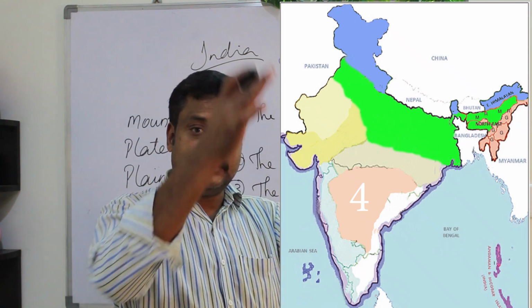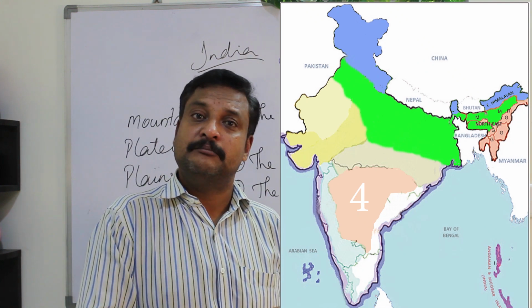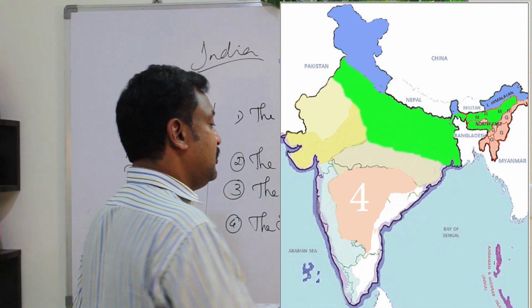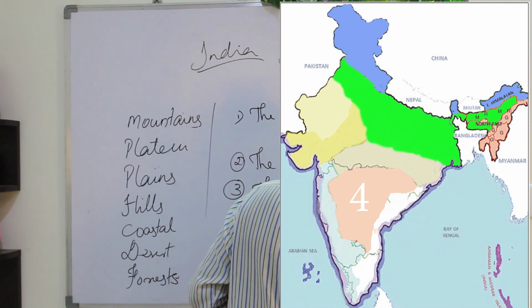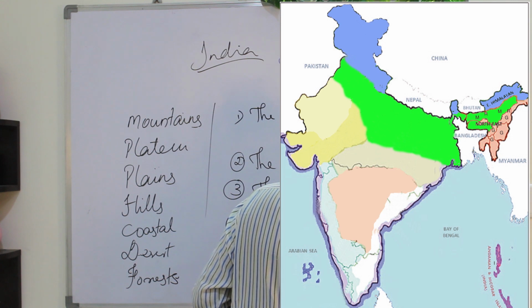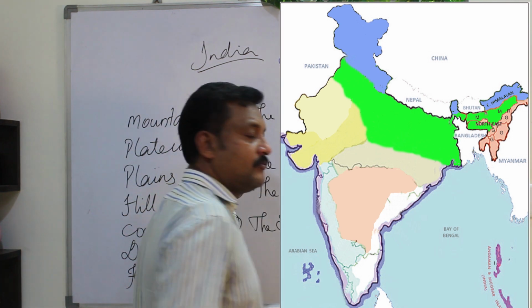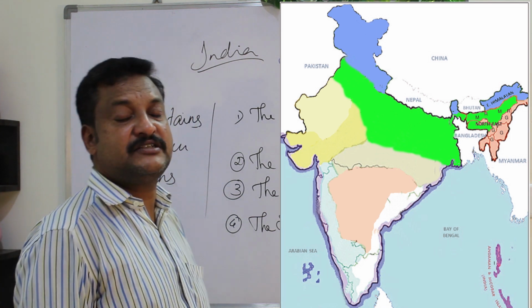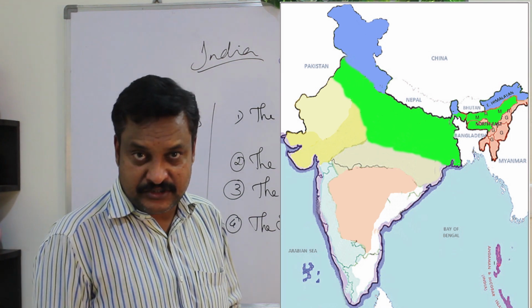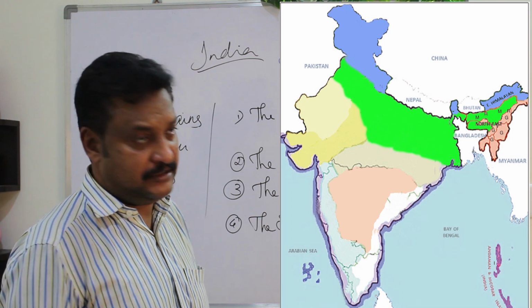In the southern region of India, we have a big plateau. We also call it the Deccan Plateau. So the southern region is called the Southern Plateau or the Deccan Plateau.